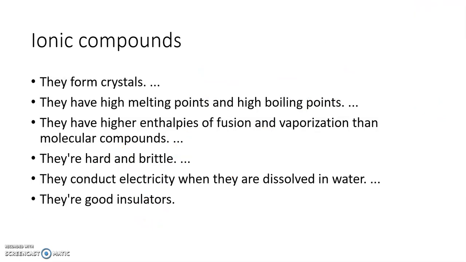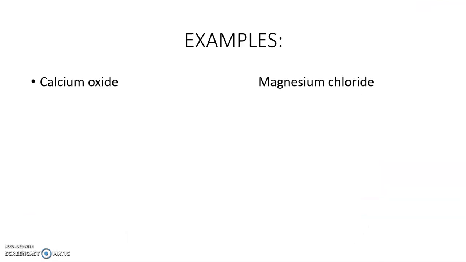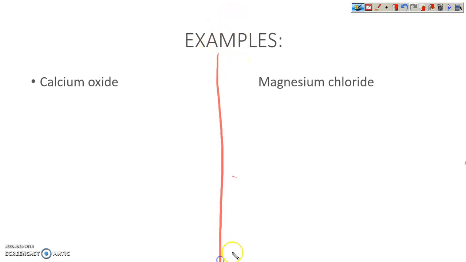So now we will move forward. Now I will show you some examples of ionic bonding. We learned one example in the previous lesson, sodium chloride. I told you that sodium will give one electron to chlorine, and then they will form sodium chloride. Likewise, here we will take two examples: calcium oxide and magnesium chloride. First, I will tell you how to make calcium oxide.